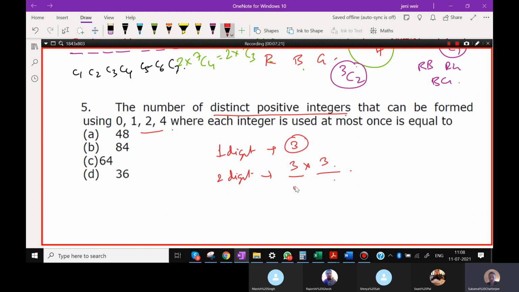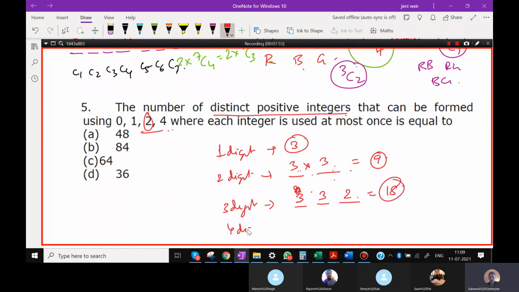Suppose I fill the first one with 2. That means 2 is gone. So I'm left with 4, 1, and 0. So I can take any one. So the first place can be filled in any one of three ways, 1, 2, and 4. Corresponding to that, the second place can be filled in three ways. So this is 9. If it is a three-digit integer, then the first place can be filled in three ways, the second place in three ways, and the third place in two ways. So this would be 18.